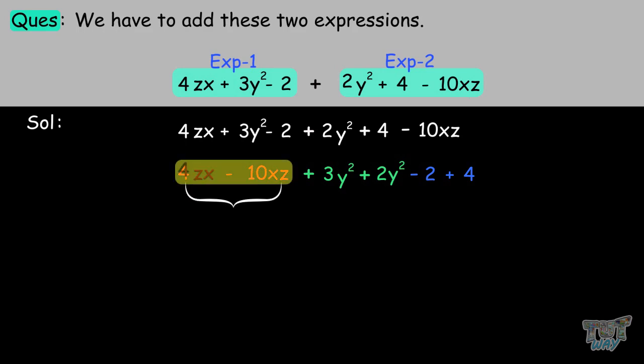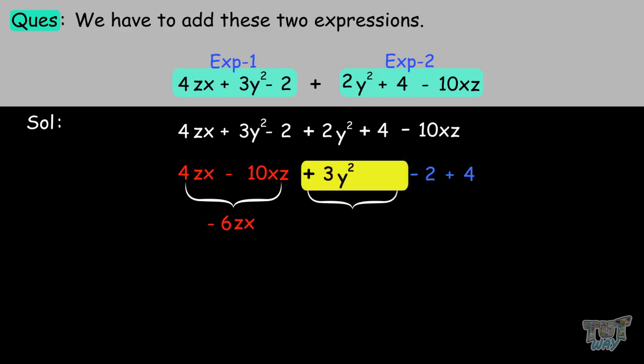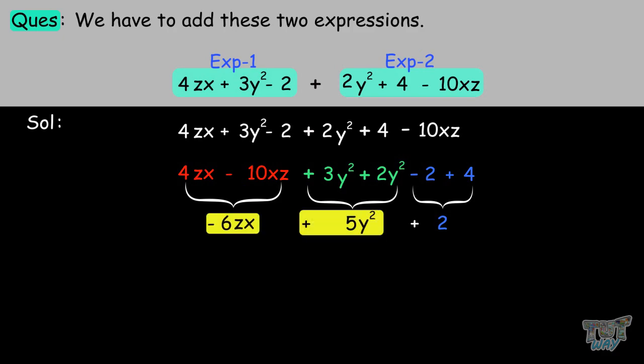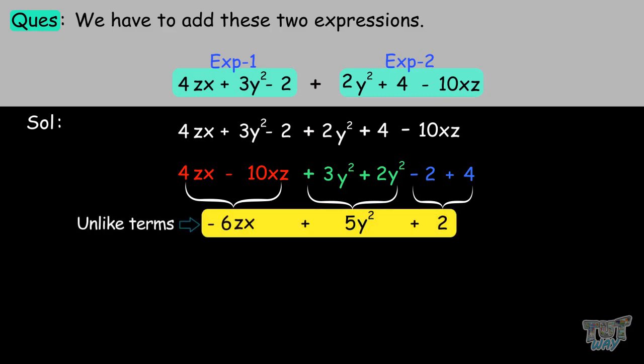Now let's solve. 4zx is smaller than 10xz, so you're going to end up with a negative answer. So we end up with 6zx, and this is negative. Moving on, 3y squared plus 2y squared. Both are positive, so you add to get 5y squared. Then negative 2 plus 4. You take the sign of the larger number, which is positive. So you get positive 2. So you are left with negative 6zx plus 5y squared plus 2. This is the final answer because each term is unlike.